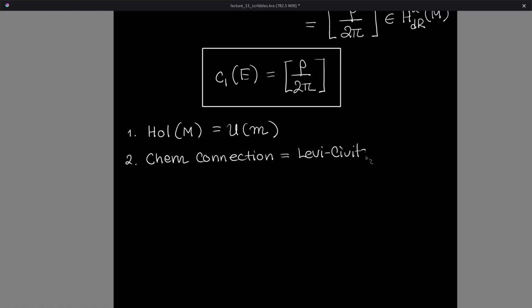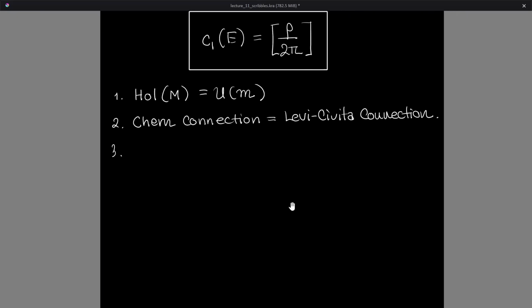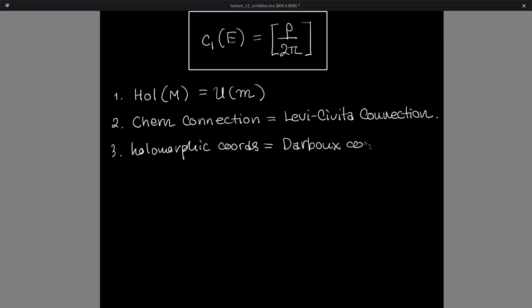Levi-Civita connection. Three, these are slightly out of order, but we saw that the holomorphic coordinates are equal to the Darboux coordinates, where the symplectic manifold is the simplest Darboux coordinates, or follow the coordinate lines, and also equal to the locally flat coordinates, where the metric is the Euclidean metric to the first order.